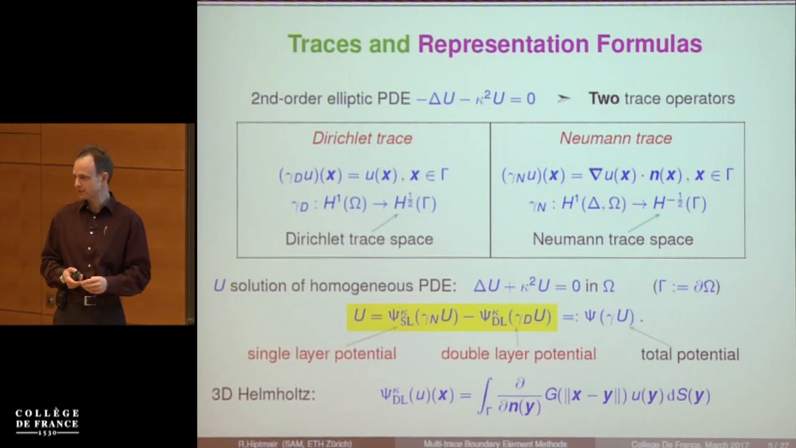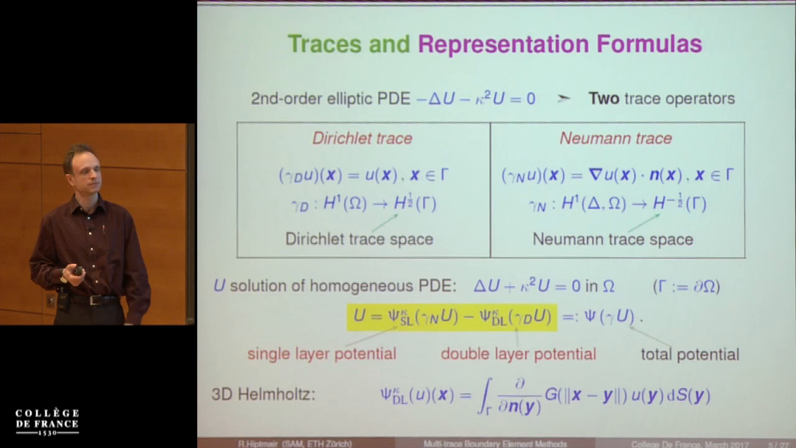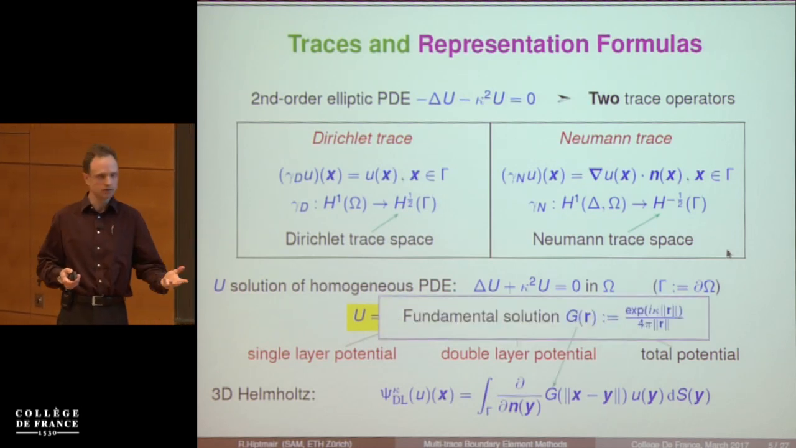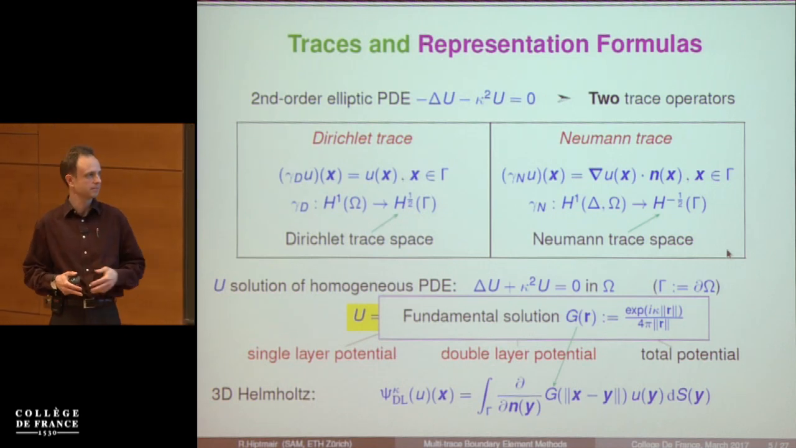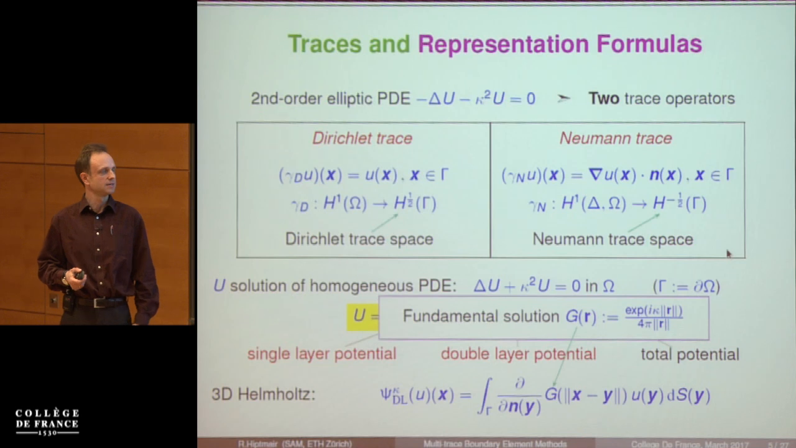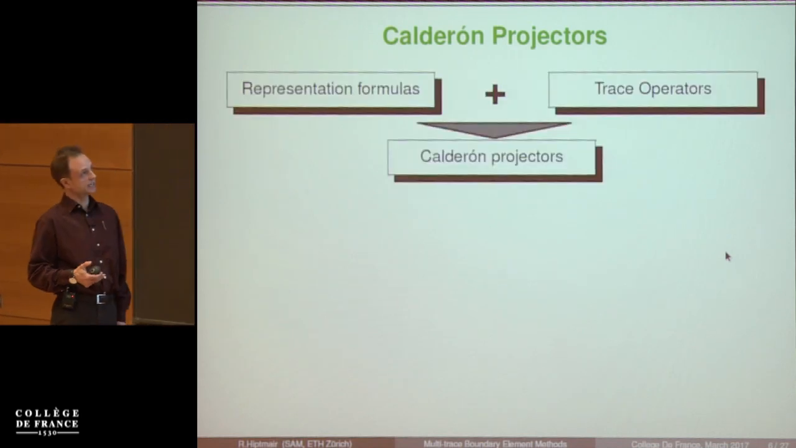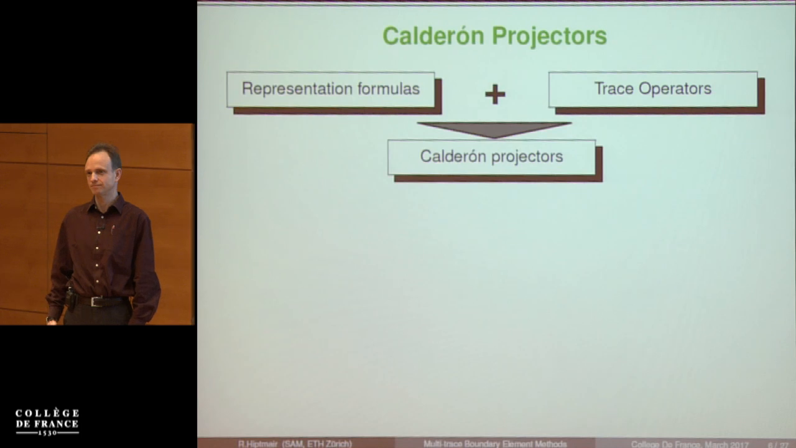All we're going to need are rather abstract properties, mapping properties of the potentials. These are integral operators with singular kernels provided by fundamental solutions and some derivatives, but these details don't really matter. So we have traces and potentials, and now we can combine both. It's as simple as that.